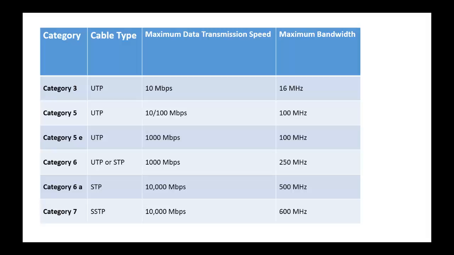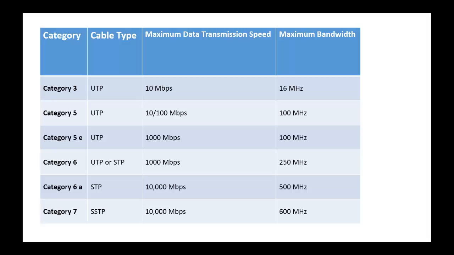What about category 5, or Cat5? Cat5 cable is the successor to the earlier Cat3 cable. Like Cat3, Cat5 is also a UTP cable, meaning unshielded twisted pair. It's capable of carrying 10/100 megabits per second, which is the maximum data transmission speed it can carry. The maximum bandwidth is 100 megahertz.